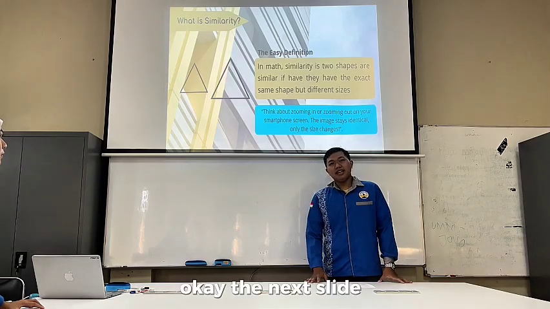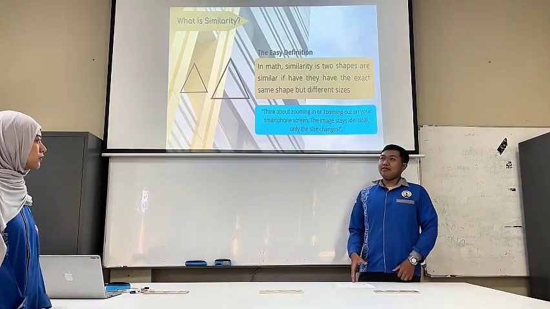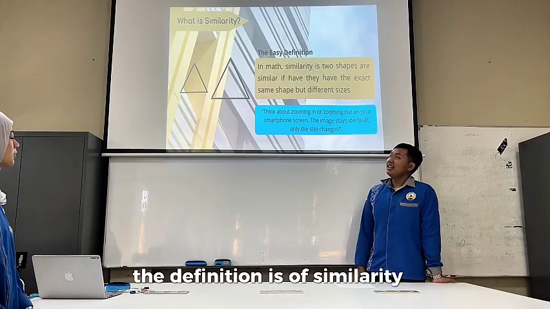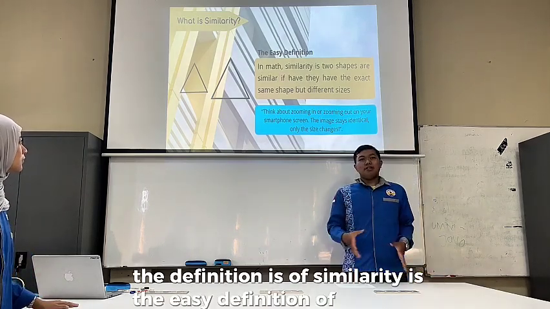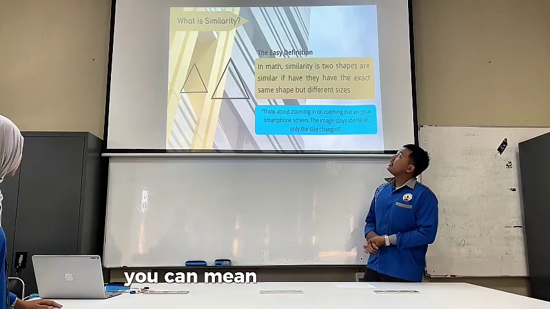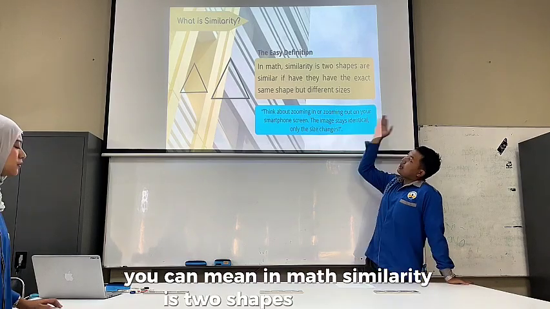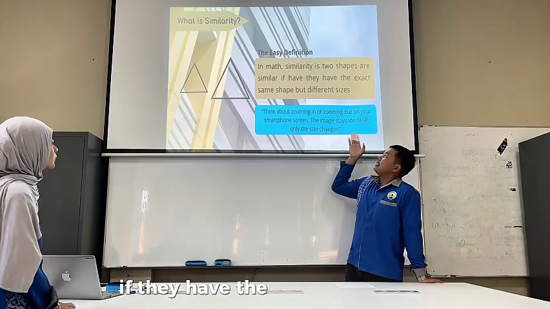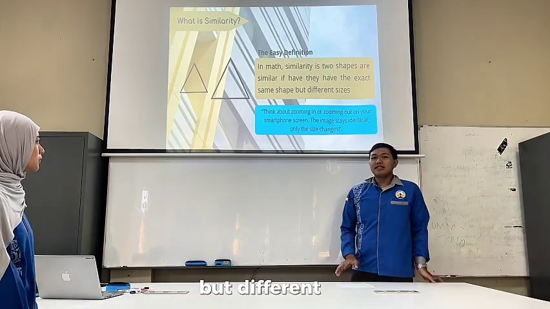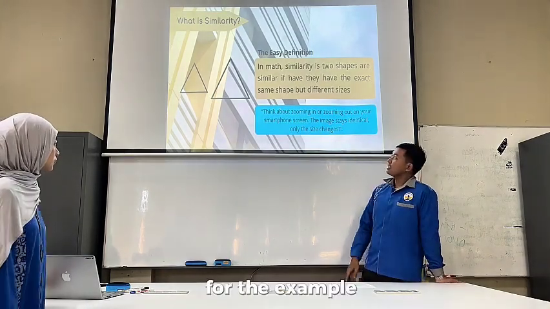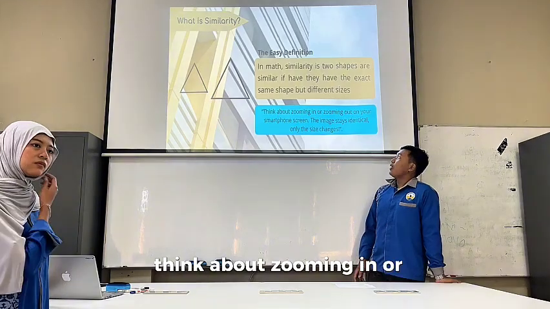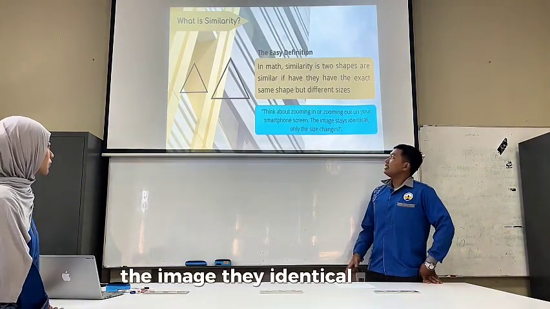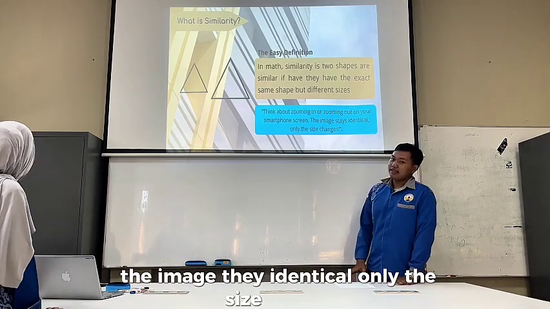Okay, the next slide is the definition of similarity, an easy definition. In math, two shapes are similar if they have the exact same shape but different size. For example, think about zooming in or zooming out on your smartphone screen. The image stays identical, only the size changes.